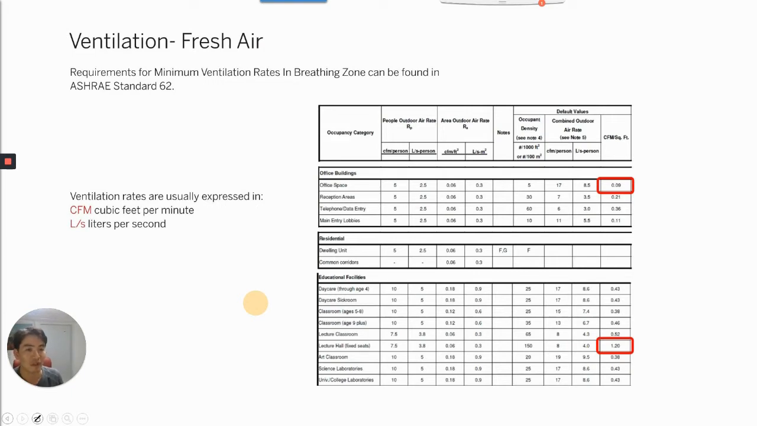Ventilation rates are communicated using CFM or liters per second. You can notice that different programs require different ventilation rates. For example, a lecture hall here requires more than 10 times the ventilation rate compared to an office space, based on the density of occupants inside the space.